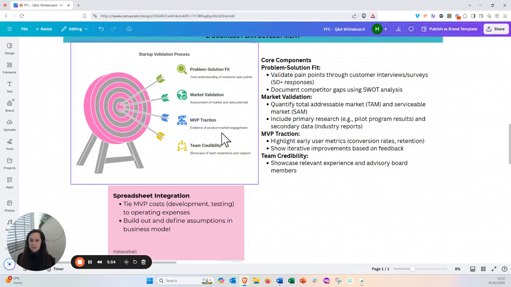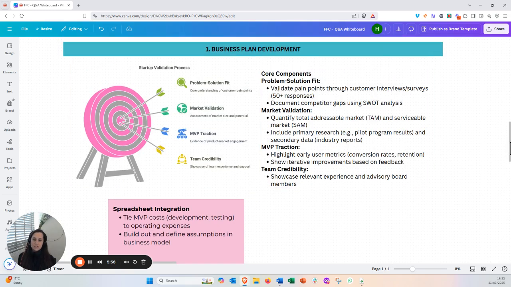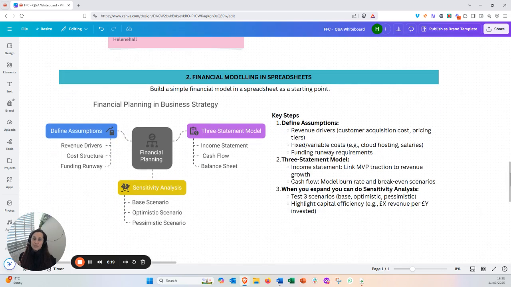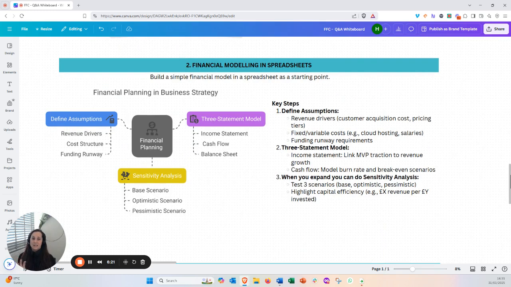And then before moving on, one of the things I like to do is to really tie this business plan into a spreadsheet. So this is where you can put all of the costs, the development, the testing, the operating expenses, and then build out and define all of the assumptions that you are starting to piece together that will ultimately build out your business model. So then we move on to stage 2, which is the financial modeling in a spreadsheet.